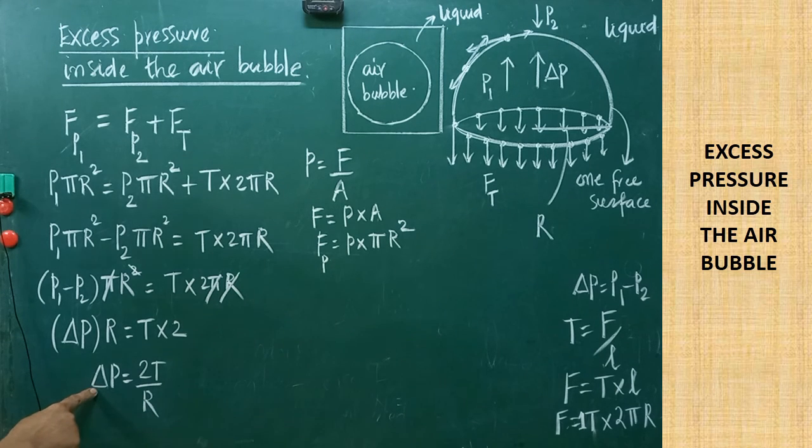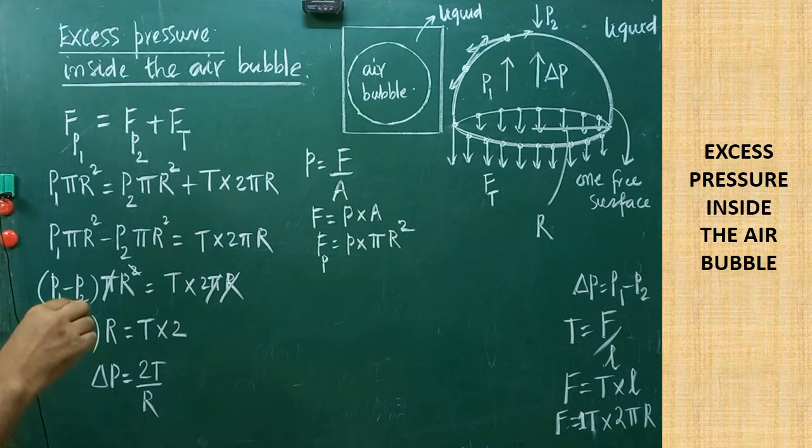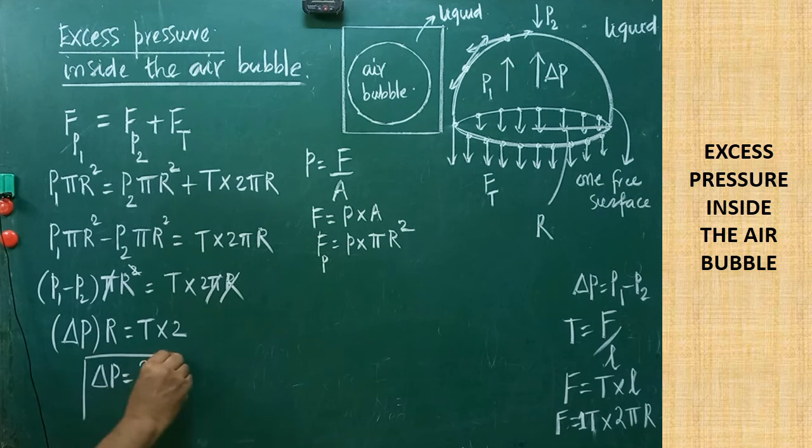Now this is a formula to calculate the excess pressure. By knowing the surface tension and the radius of the air bubble, the excess pressure can be calculated. Very interesting derivation. Okay, so now we have seen the air bubble. Next we are going to pass on to the liquid drop. The excess pressure in the case of a liquid drop, its expression is to be derived. So don't forget this expression.